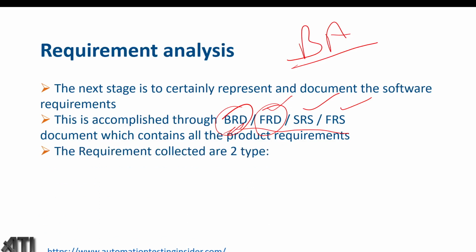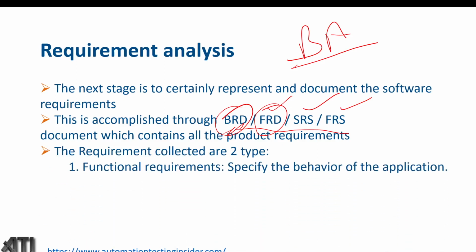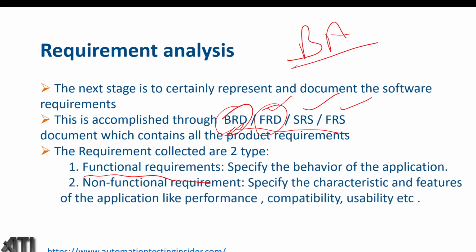The requirements collected are of two types. What are those two types? We have functional requirements. They specify the behavior of the application, like how our product will behave. And then non-functional requirements. We have to capture both functional and non-functional requirements in our documents. They specify the characteristics and features of the application, like performance, compatibility, usability, or security. All of these come under non-functional requirements. We'll talk about them, like performance testing, compatibility testing, and usability testing, going forward.